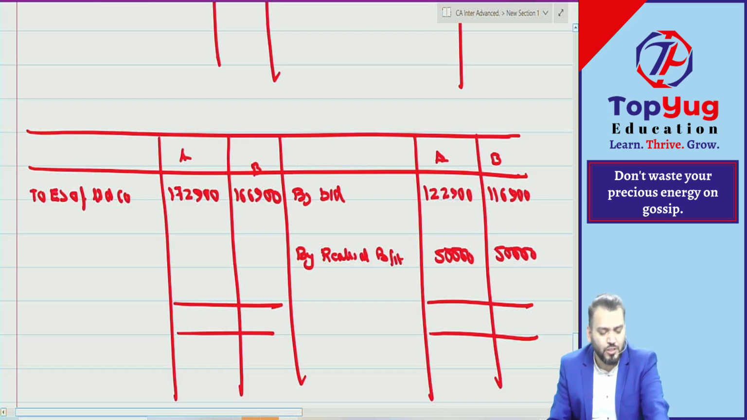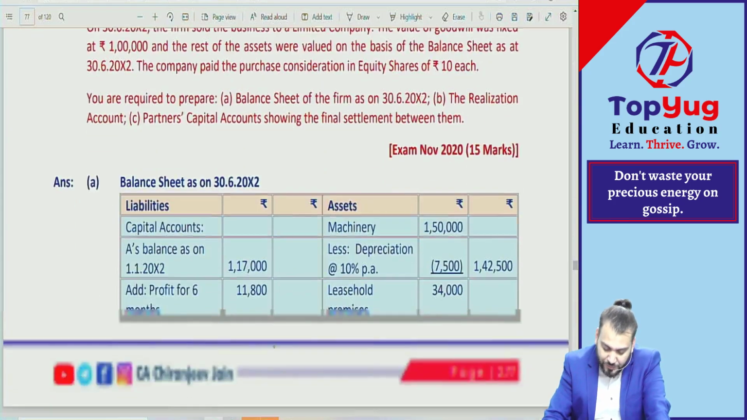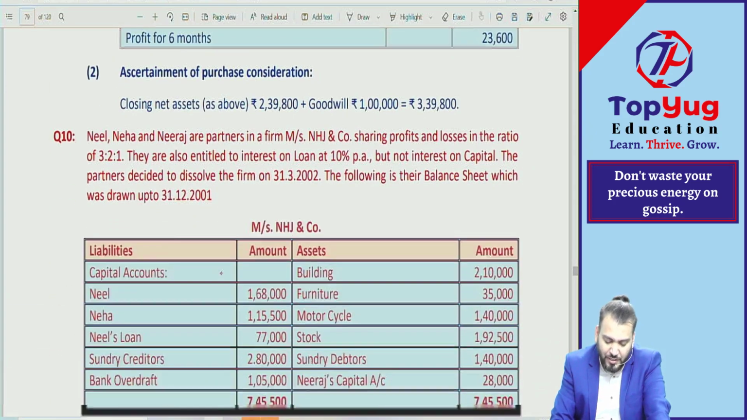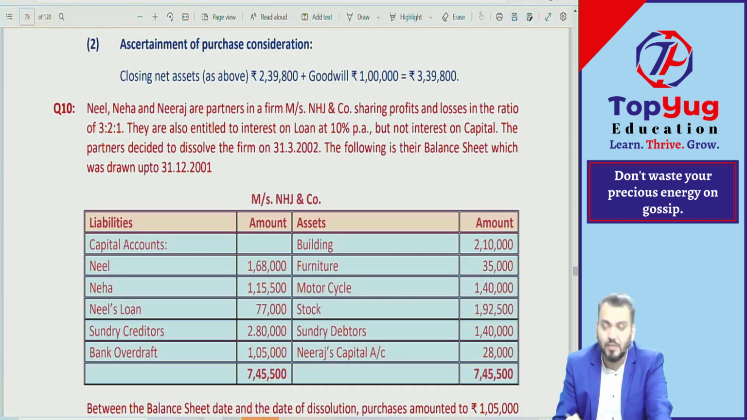Can we take one more question? Bolo. Can we take one more question? So come to question number 10. This will be a similar question but a little different. Neel Neha Neeraj, question number 10.